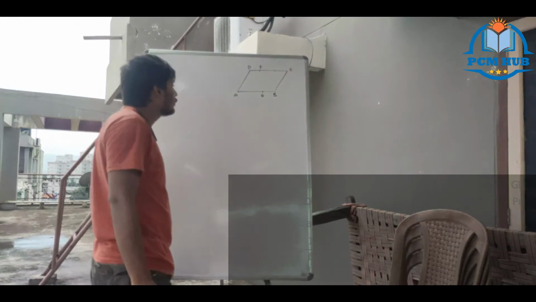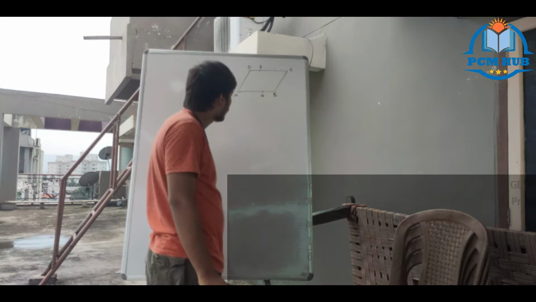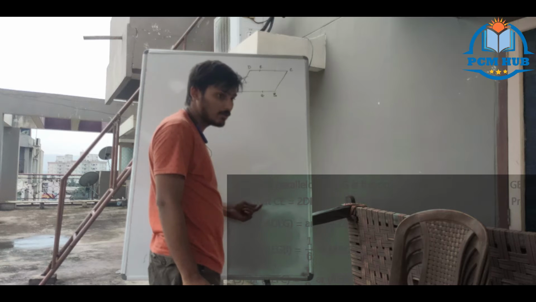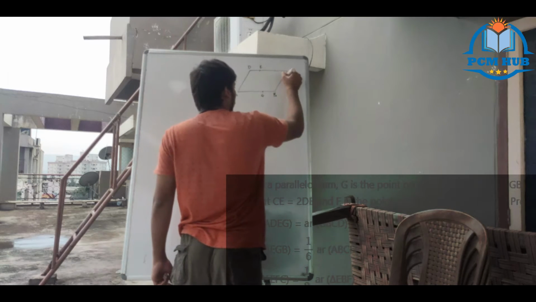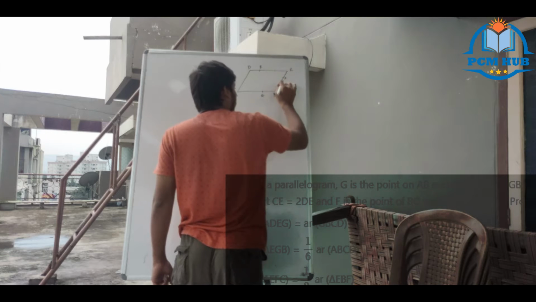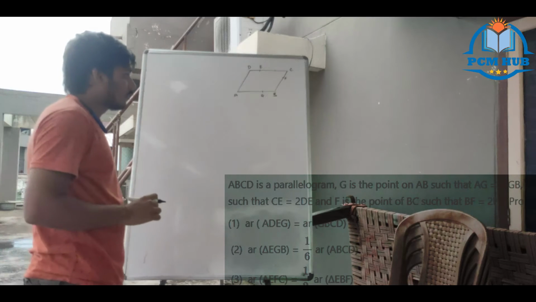F is a point on BC such that BF equal to 2 times FC. FC is somewhere here. Simple. Prove that.